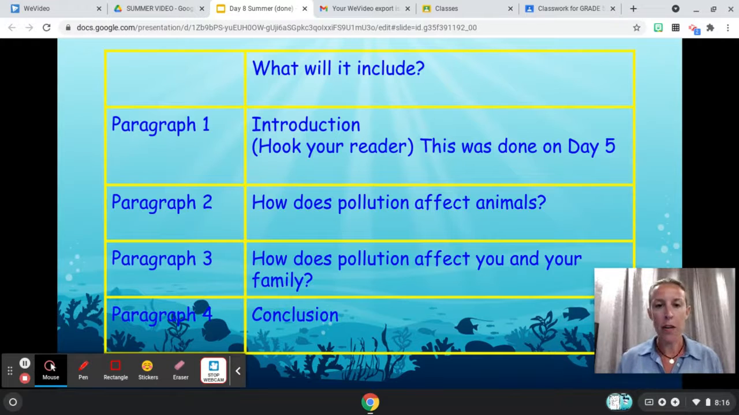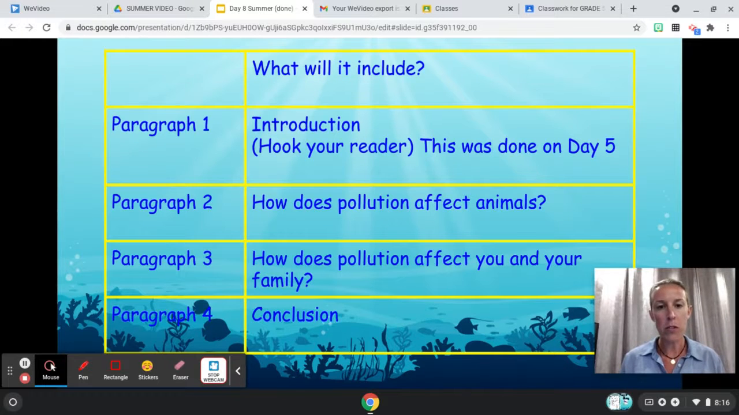Let's look at a breakdown of our essay. What will it include? Paragraph 1, which we started working on day 5. Our introduction is very important because we need to hook our reader in the beginning so that we can really convince our reader that what we are writing is very important. Paragraph 2, that's what we're going to be working on today. How does pollution affect animals? Paragraph 3, how does pollution affect you and your family? And paragraph 4, we are going to work on our conclusion.